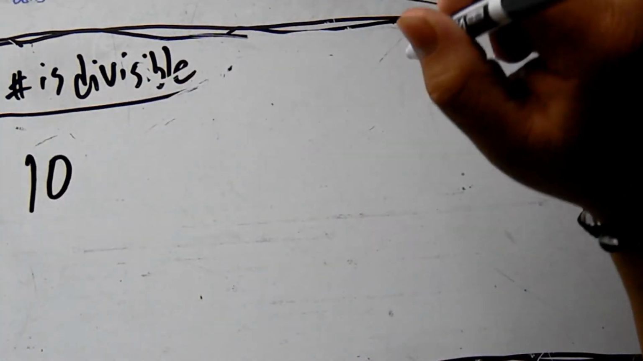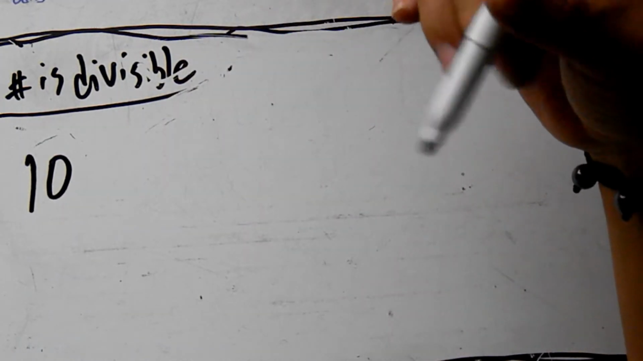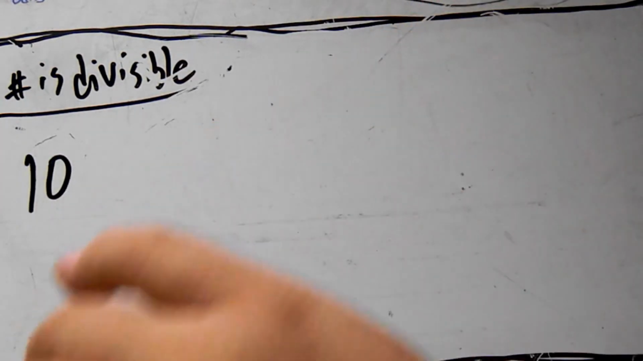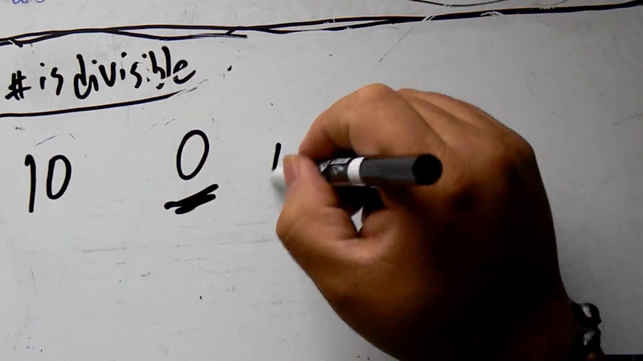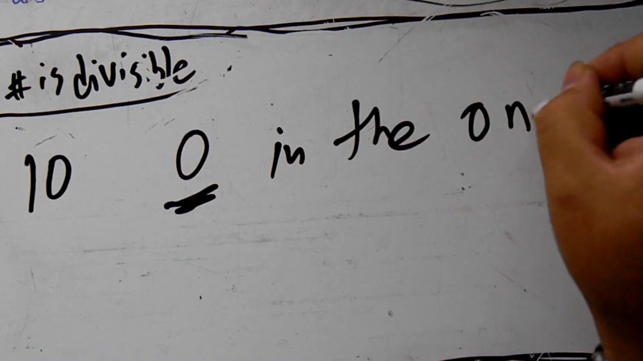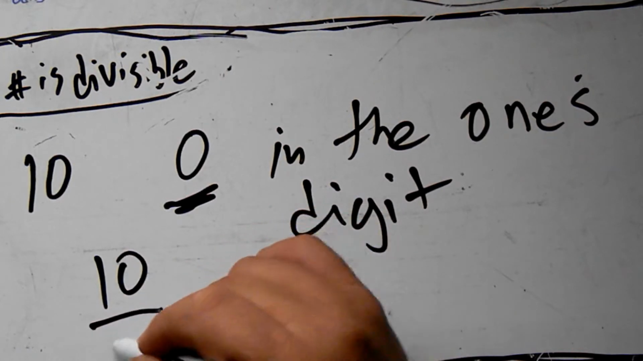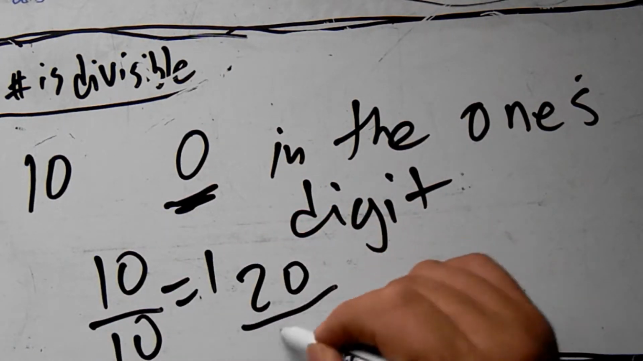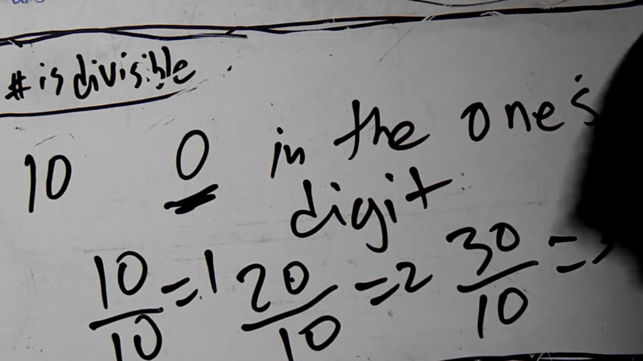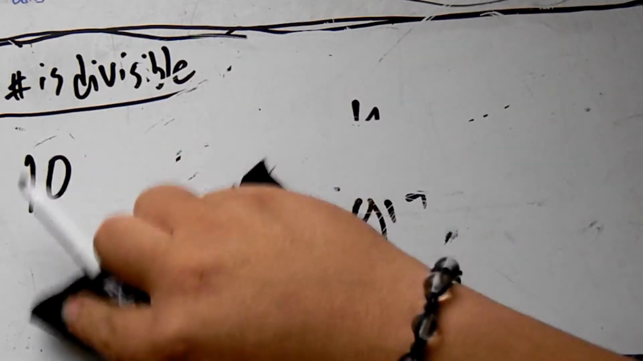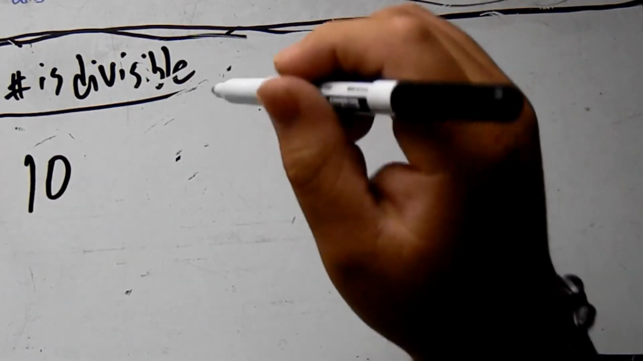Let's go over 10. 10 is pretty easy. Any number divisible by 10 has to have a 0 in the ones digit. Like 10, of course, like 20, like 30, and on and on. So this is kind of the most common one that people know. So let's test it out in bigger numbers.